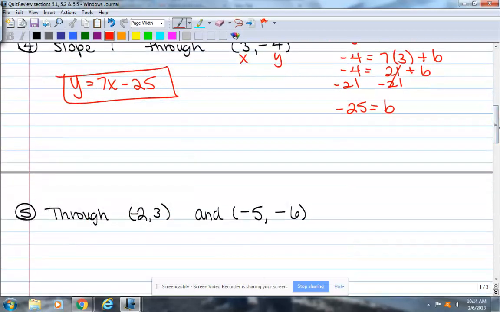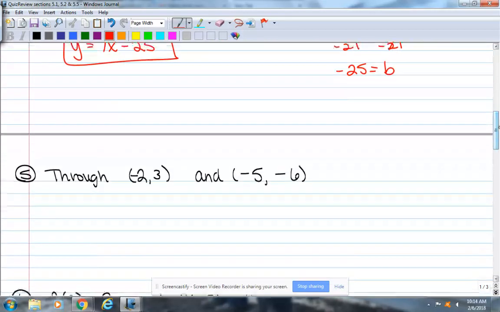Look at number 5. What two things do I need? M and B. Did they give me either one? No. So if they don't give you either one, which one do you need to find first? Can you find B without finding M? No, you got M first. You got to have something to plug in the M spot in y equals mx plus b. So we're going to use our formula for slope.